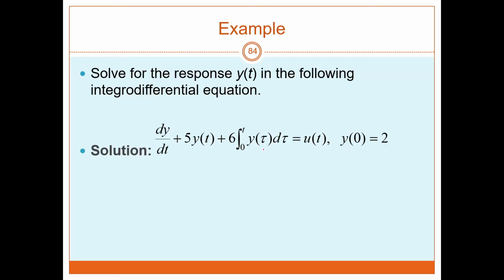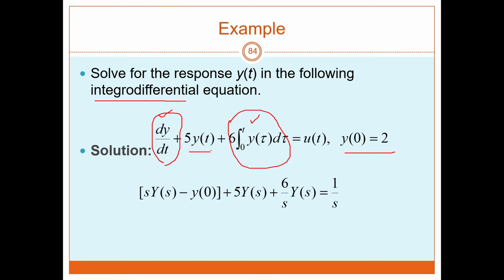Right, one more example. Now we have integrations and differential equations. So, I mean we have differentiation and integration: dy over dt plus 5y(t) plus 6 times the integral of y(tau) d tau is equivalent to u(t), and it also gives you the initial condition. Now we want to change this one to Laplace, with its initial condition value, and this one is straightforward.